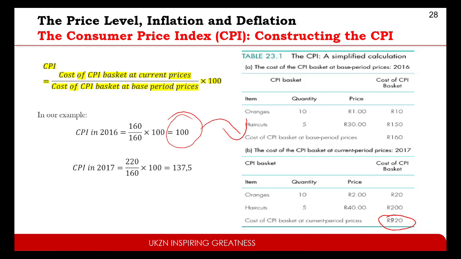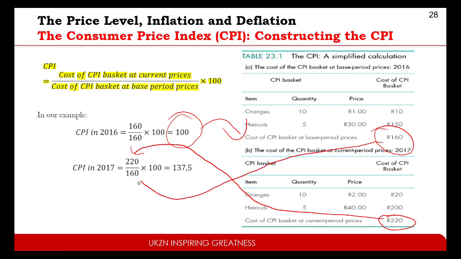Remember, this is just the price level. It's not CPI. To calculate CPI, you take the price level over here, put it in the numerator, over what was the previous price level of the basket last year. Now you take that times 100, you get 137.5. This is the CPI for this year, right?